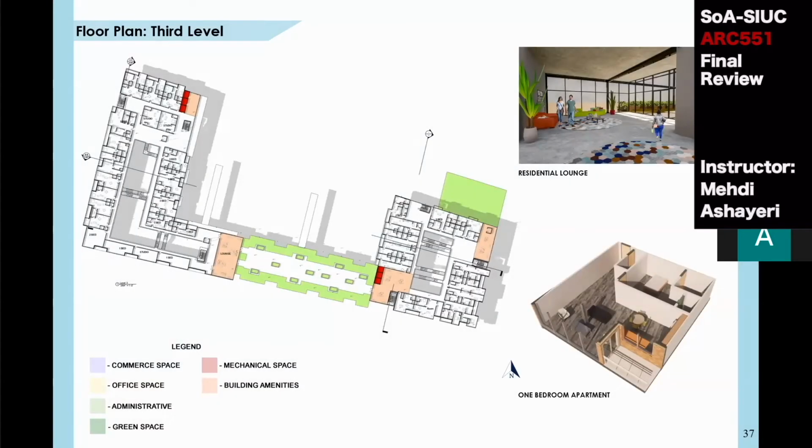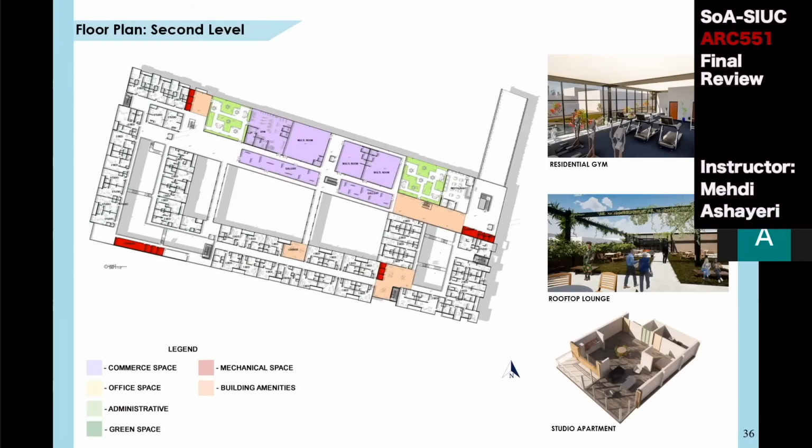Also important to mention is a bridge connection between these commerce spaces towards the north and the residential spaces, to give residents direct access to those commerce spaces instead of having to go all around the building or all the way to the ground floor before they're able to access them. So it's almost like a private bridge, a private connection for the residents to those commerce spaces.